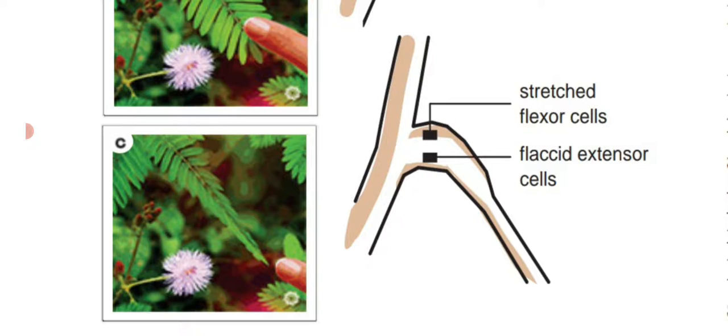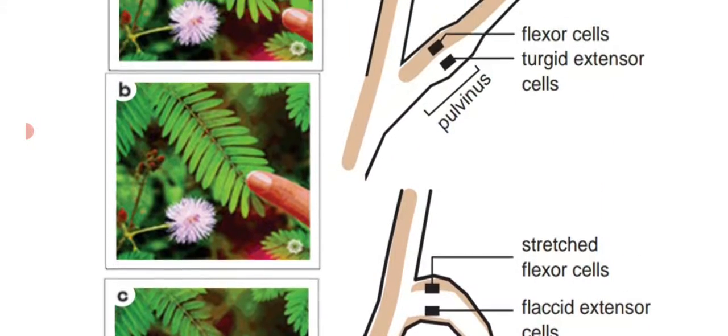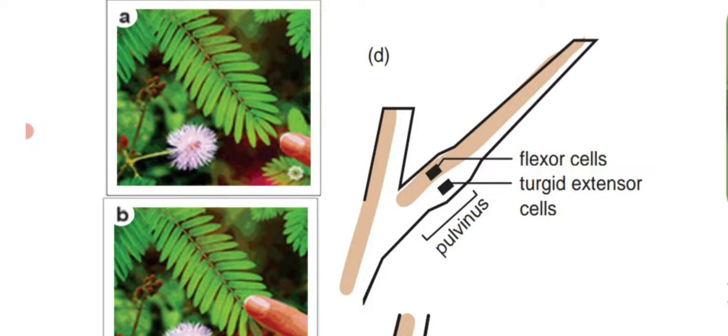See, this is the left side stem, and on the right side a bulged portion is called the pulvinus of a compound leaf. In this pulvinus, there are stretched flexor cells and also flaccid extensor cells. Both of them are located in opposite directions. If they are arranged in a parallel manner, it means the water circulation takes place in a proper way in the touch me not plant.